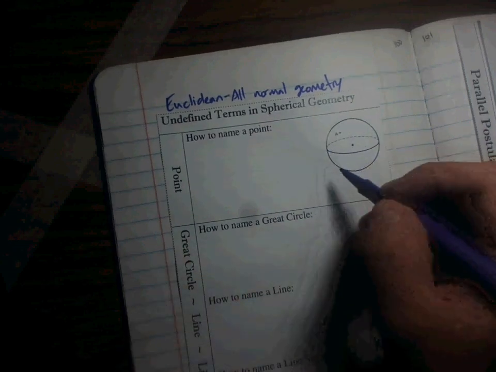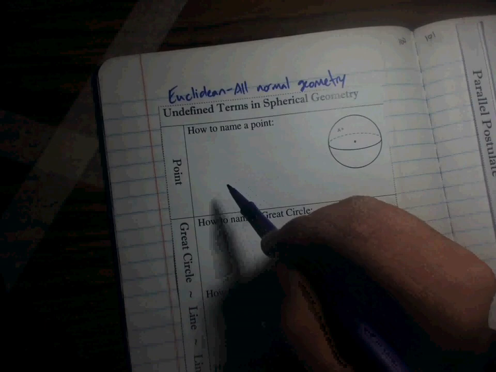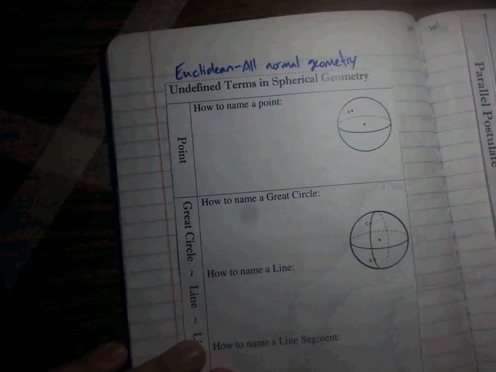So we have these before, points, great circles, lines, and line segments, and see how they're a little bit different now. But really, a lot of it has to do the same thing.